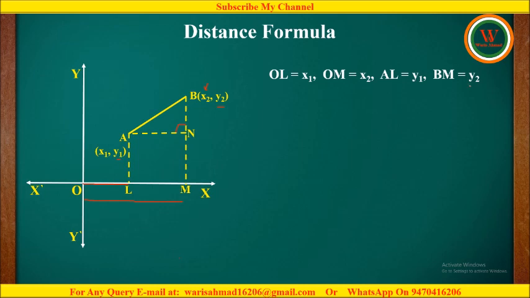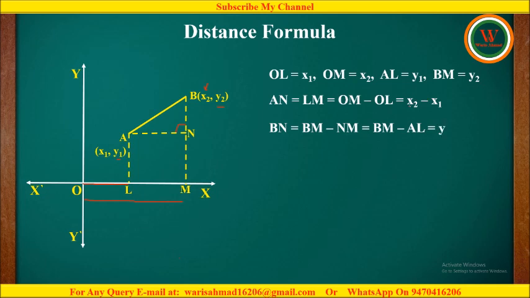After that, we can write here AN is equal to LM and both are equal to OM minus OL, and that can be written as x2 minus x1. Once again I am repeating here, AN means this line A to N. This AN is equal to LM. Both are equal. LM can be written as OM minus OL.